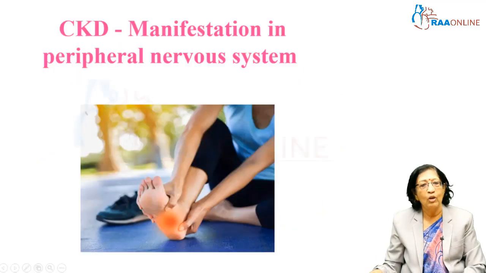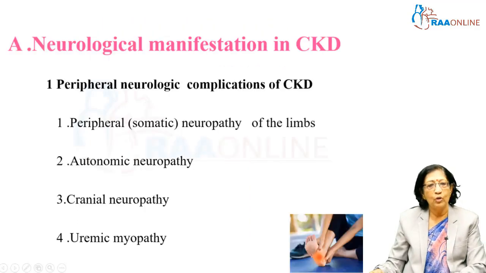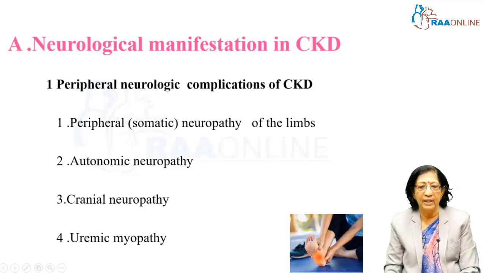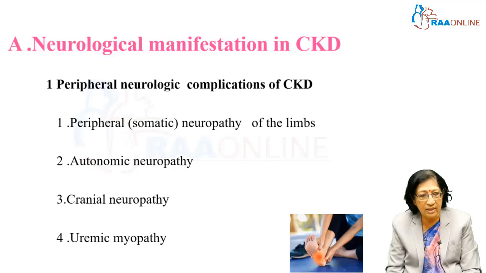Now, I will be speaking on the peripheral nervous system manifestations of chronic kidney disease. We all know peripheral neuropathy is a condition where it is usually length dependent, affecting the extremities and usually involving the hands and feet, producing paresthesias, numbness, glove and stocking distribution. This is a classical peripheral neuropathy. Of course, we can have other manifestations like a multifocal mononeuropathy and other axonal neuropathies, etc.